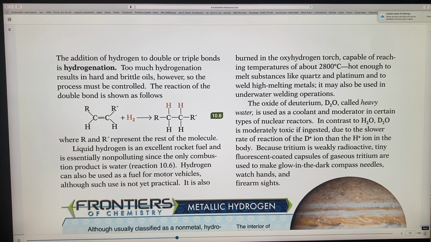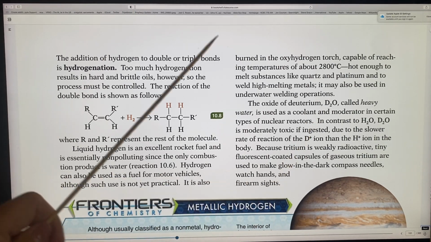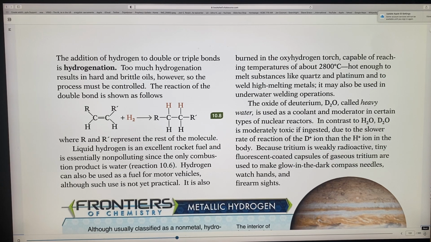The oxide of deuterium, D2O, is called heavy water. Basically, this D means hydrogen, like H2O, but it has an extra isotope, which is an extra neutron. And so it's a very heavy water. It's used as a coolant and also a moderator in nuclear reactors. In contrast to H2O, D2O is moderately toxic. You can't actually drink it like water. So if it has extra isotopes, it's not a good thing to do.